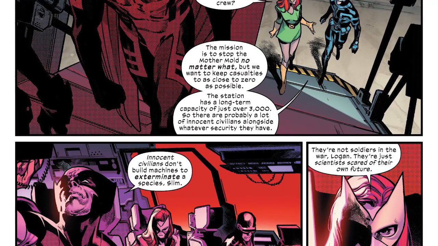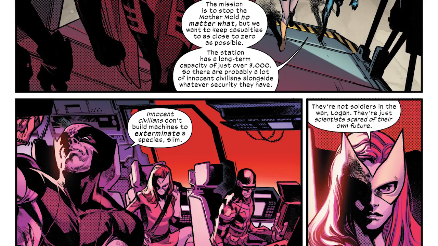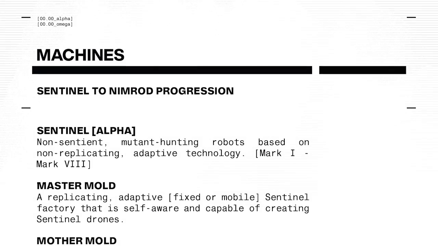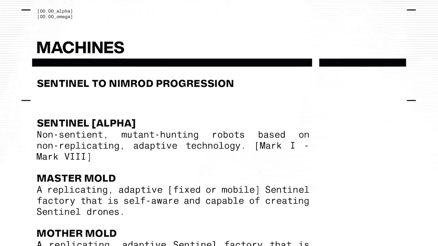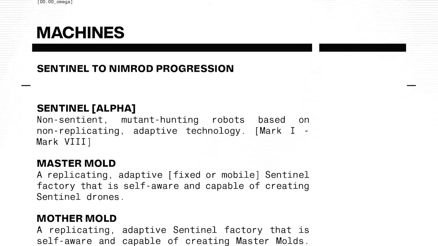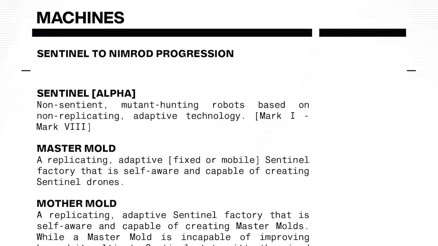And so what humanity's been doing is they're creating a mother mold designed to create other master molds for the purpose of basically creating Sentinels at an exponential rate. And what Hickman does here is he basically gives us this progression from a baseline Sentinel to Nimrod. He takes all the information that we've had and not really flying in the face of it so much as just expanding it out.